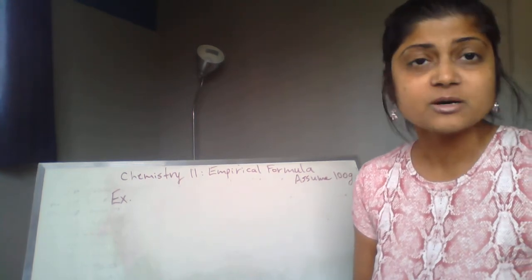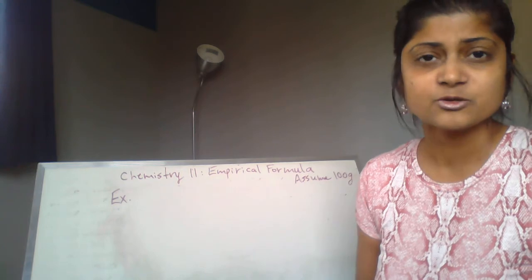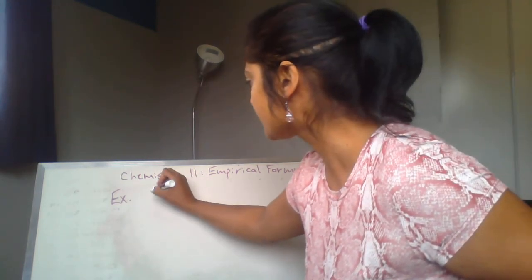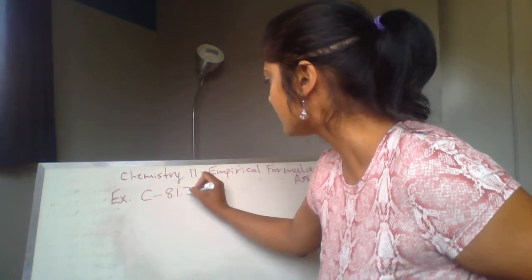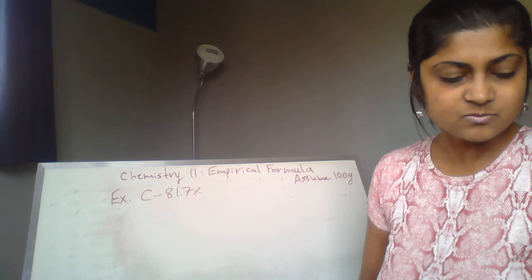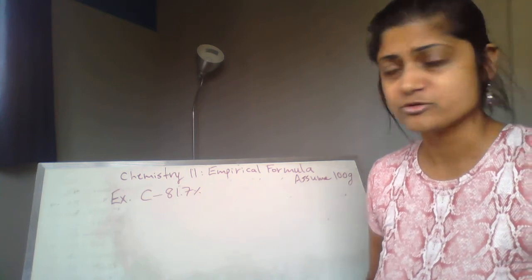The percentage composition of a fuel, it doesn't tell you what fuel it is, is 81.7% carbon. So let's write that here, 81.7%. This is carbon. It's 18.3% for hydrogen.